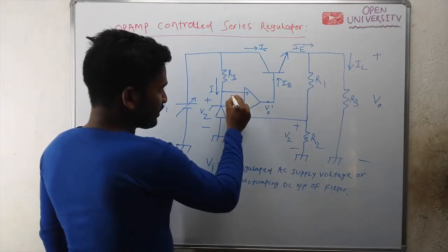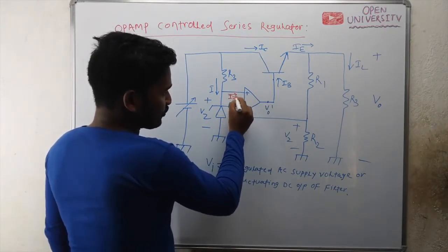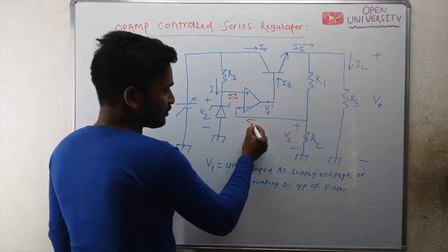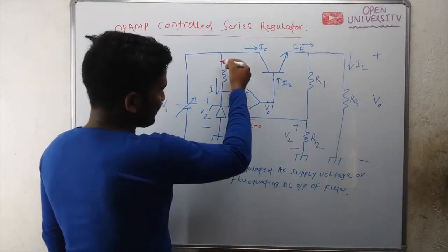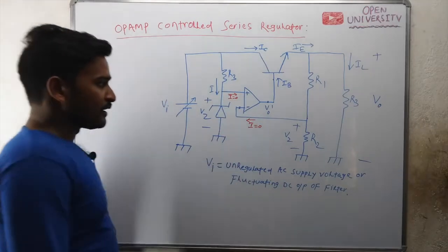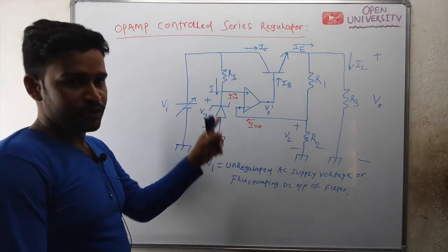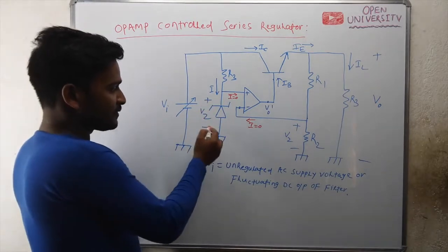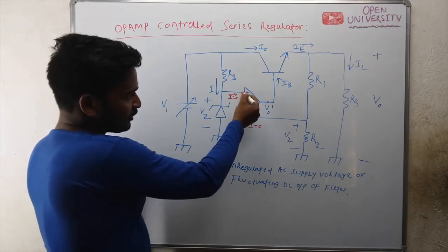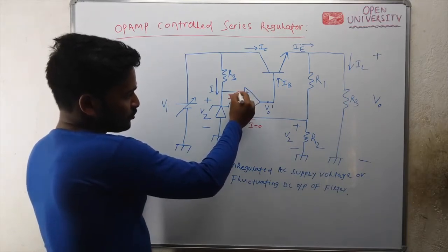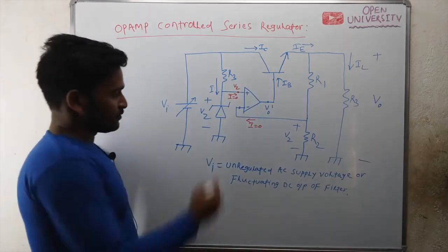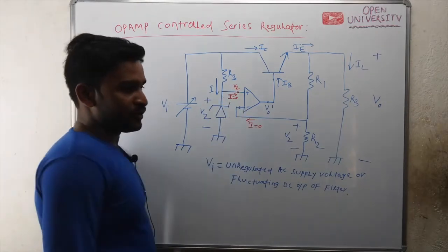In an op-amp, we know the input current to the op-amp is 0. This current is also 0. So whatever current flows through R3, the same current will flow through the Zener diode. Here the Zener diode is operated in the breakdown region, so the voltage across the Zener diode is fixed at Vz. This is the non-inverting terminal of the op-amp, so the same Vz will appear at the non-inverting terminal.